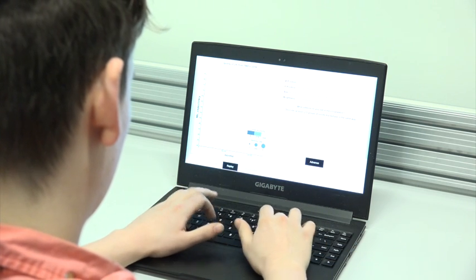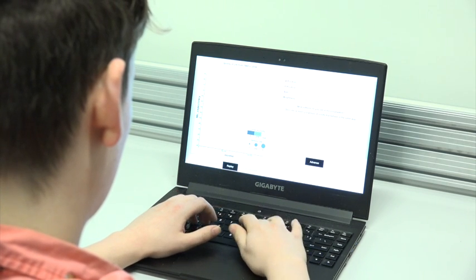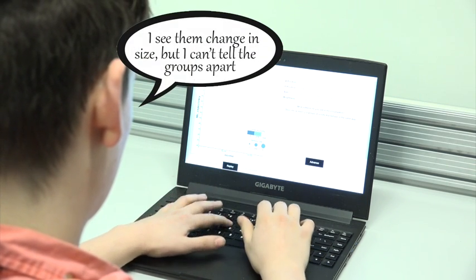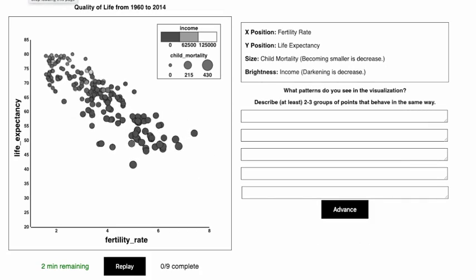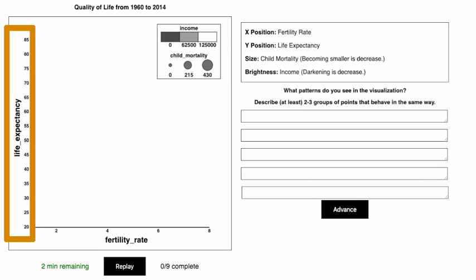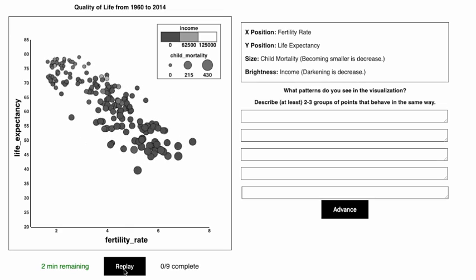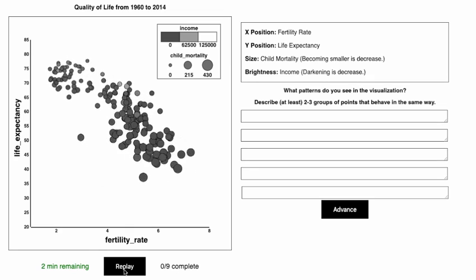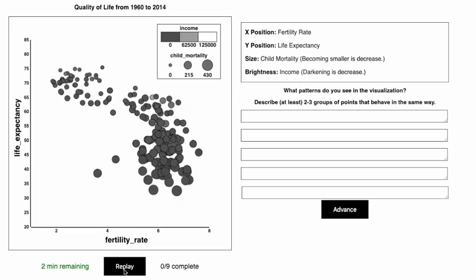The participants were instructed to write answers to each question using the interface, but we also encouraged them to think aloud as they analyzed the visualization and answered the questions. The scatterplot visualization showed estimates of fertility rate, child mortality, life expectancy, and income, obtained from the Gapminder dataset. The animated transition shows linear interpolation between the values for all 4 indicators in 1960 and their values in 2014.